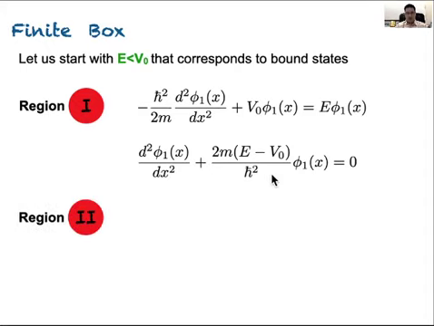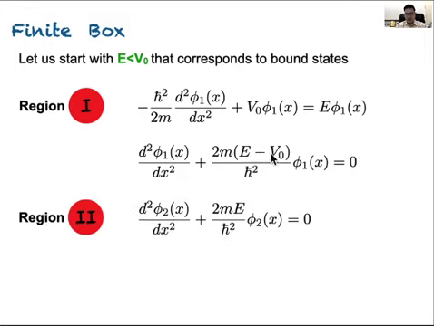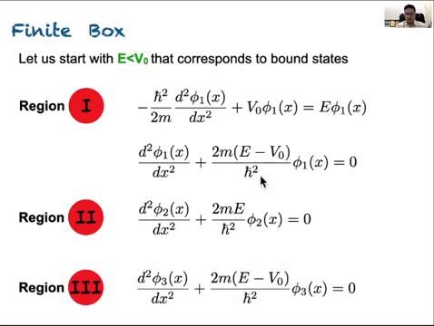Now in region 2 this V0 term is 0. So in region 2 we can write down the same equation with V0 equal to 0, and we are going to say that the wave function in region 2 is phi 2. So this is the equation for region 2, and for region 3 again we will get the same equation as this one. The only difference is that now instead of phi 1 we will call it phi 3. So these are the three wave functions in three regions, 1, 2, 3. The corresponding wave functions are phi 1, phi 2, phi 3, and these are the corresponding time independent Schrodinger equations.